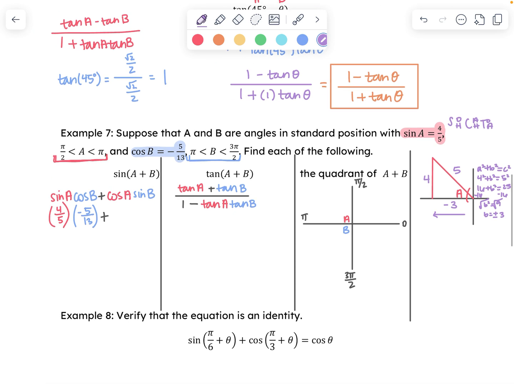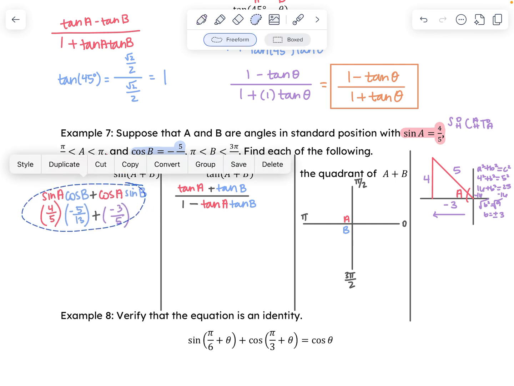I can then use that to help me find the cosine of A and the tangent of A for the rest of my problem. So I'm going to plug that in here. Cosine of A would be adjacent over hypotenuse, so negative 3 over 5. And then we'll get to the tangent stuff in a minute. We'll just stick with this one for right now.